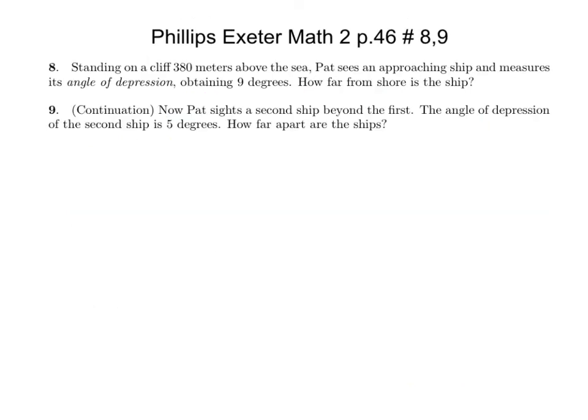Okay, this was page 46, numbers 8 and 9. So we have a continuation problem here. So let's draw the picture. Standing on the cliff, 380 meters above the sea, Pat sees an approaching ship and measures its angle of depression, obtaining 9 degrees. How far from the shore is the ship?